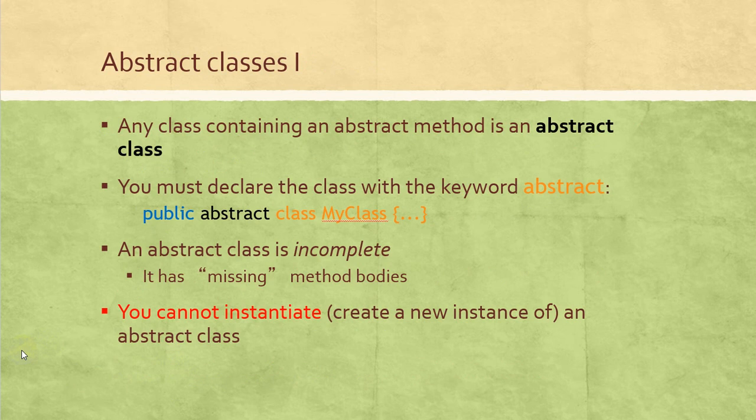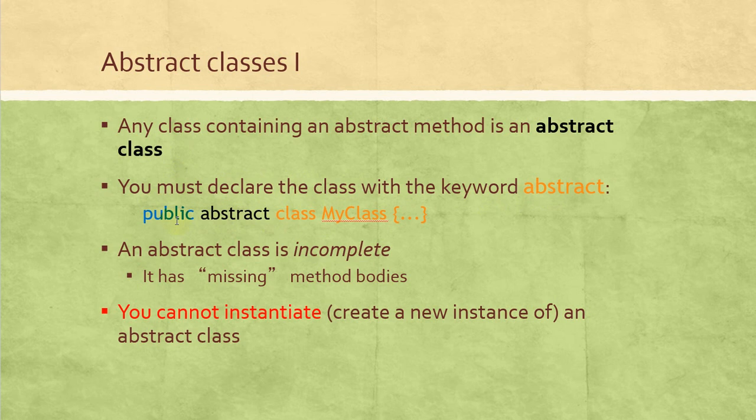Okay, there are a few rules for the abstract classes. Any class containing an abstract method is an abstract class. So we have already discussed that rule. If you have declared a class, and any method of the class is abstract, that class should be declared as abstract as well. You must declare the class with the keyword abstract, as you can see right here.